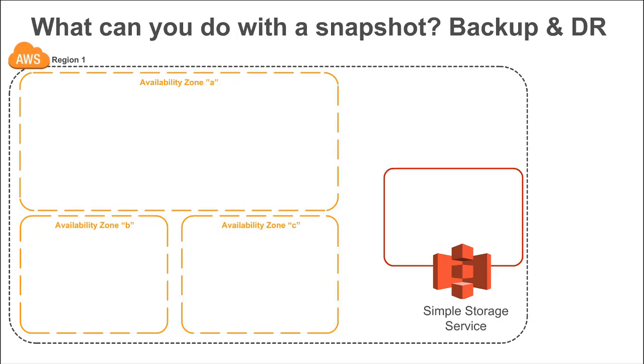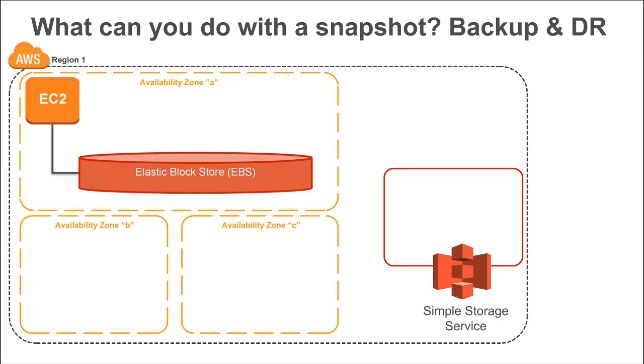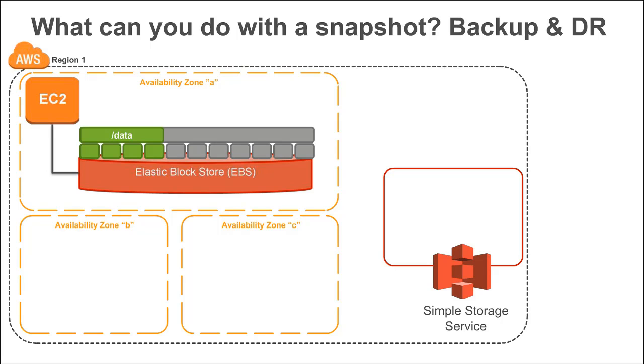So now that we understand how snapshots work, how do we put them to work? How do we use them? Let's walk through a couple of scenarios. In this case, let's walk through a backup and DR scenario. In region 1, in availability zone A, we have an EBS volume attached to an EC2 instance. Our application is running and we modify blocks. We then take a snapshot, and those blocks are stored in Amazon S3.